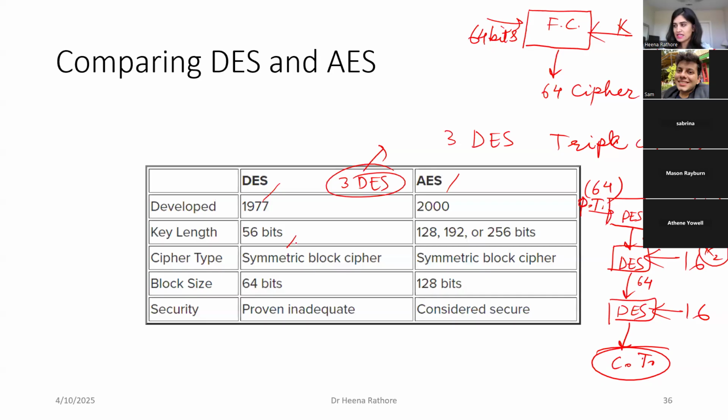The key length in DES is 56 bits. In AES, as I mentioned, you can process 128, 192, or 256. It is symmetric. This is also symmetric. Block size is 64 bits. AES can capture 128, 192, or 256 bits. DES is considered less reliable in comparison to AES. So these are the primary major differences between AES and DES.